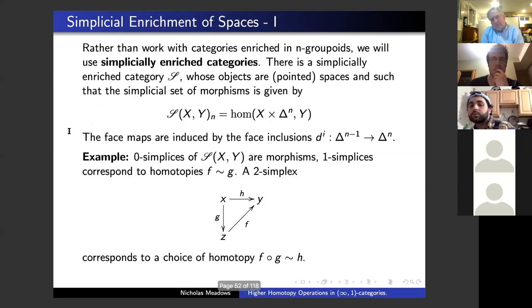This might make it a little more clear. The zero simplices in the space of maps are just morphisms between x and y, continuous functions. The one simplices correspond to homotopies, because the standard one simplex is just the unit interval. And a two simplex we can think of as a choice of homotopy from f composed with g to h.